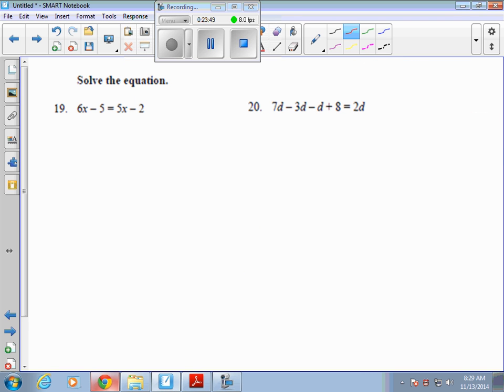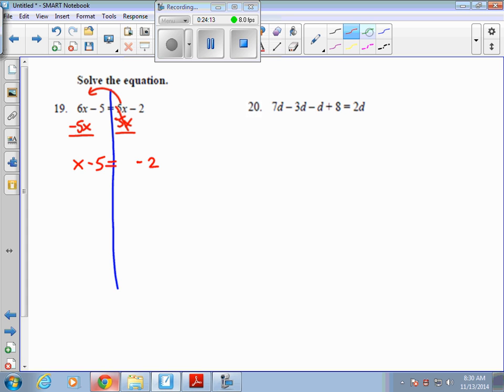Then number 19 says we should start solving these equations. 6x minus 5 equals 5x minus 2. You have x's on both sides. Move your smaller 5x over to your larger 6x. It's positive, so subtract it. You subtract it there, subtract it here. 6x minus 5x is 1x. You still have minus 5. You still have equals negative 2.